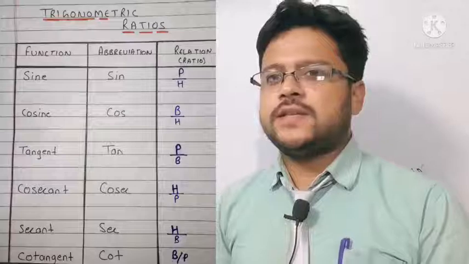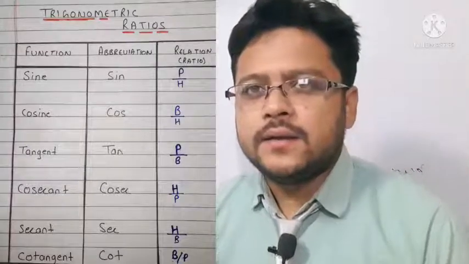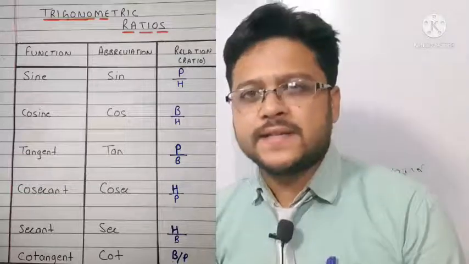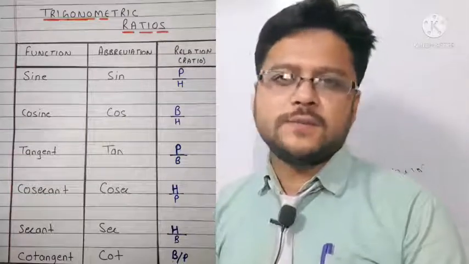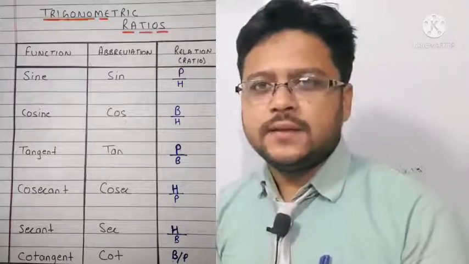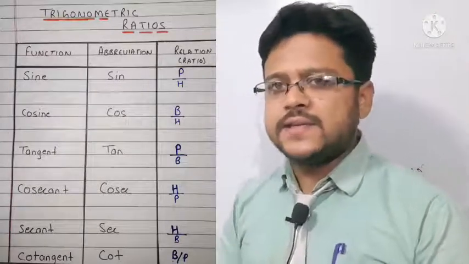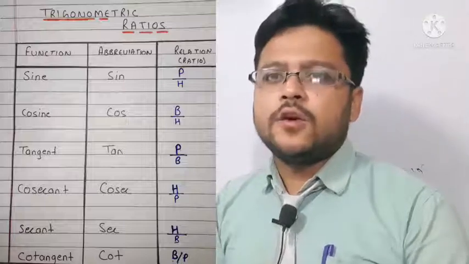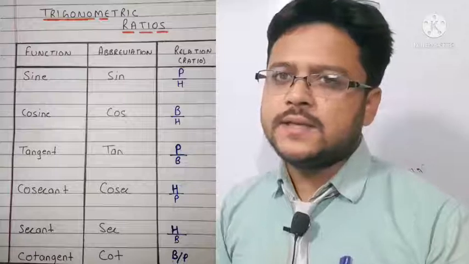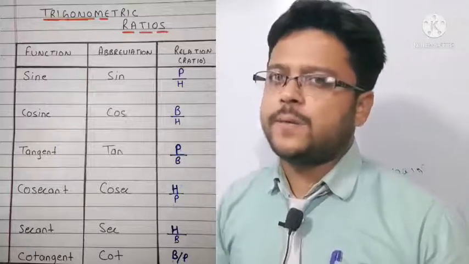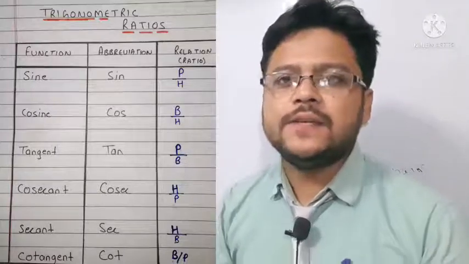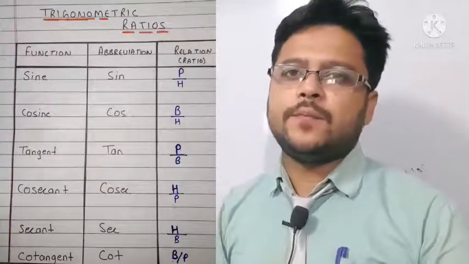So the first function is sine, and listen carefully, this concept is a basic and important function of trigonometry. The abbreviation is sin. The formula of this function is p upon h, where p stands for perpendicular and h stands for hypotenuse. Cosine is b upon h, and tangent is p upon b.